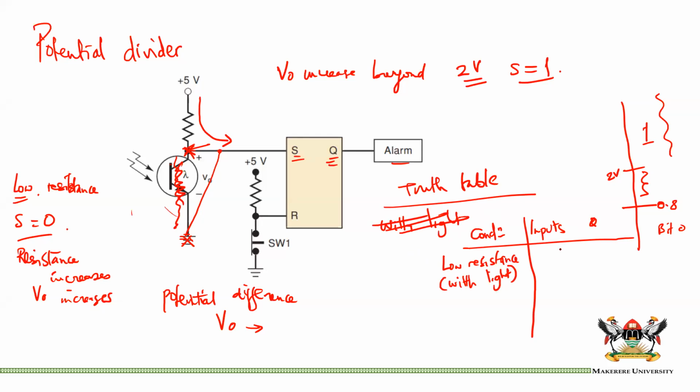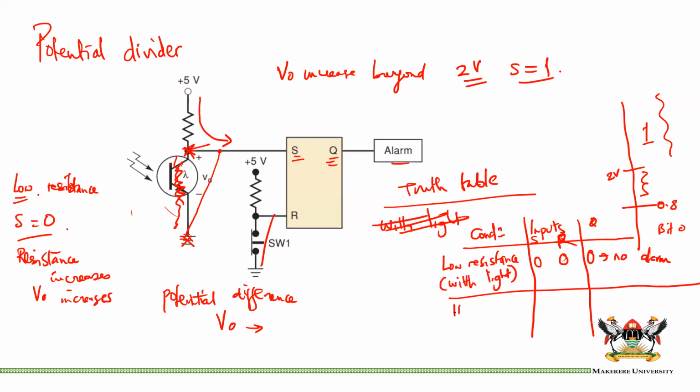Our inputs will be S and Q. S will be 0, and of course R is also 0 because we have closed the switch again. That essentially connects that line to the ground. And Q is 0 in this case because, remember, it was initially cleared to 0, and no alarm. That's what it means.